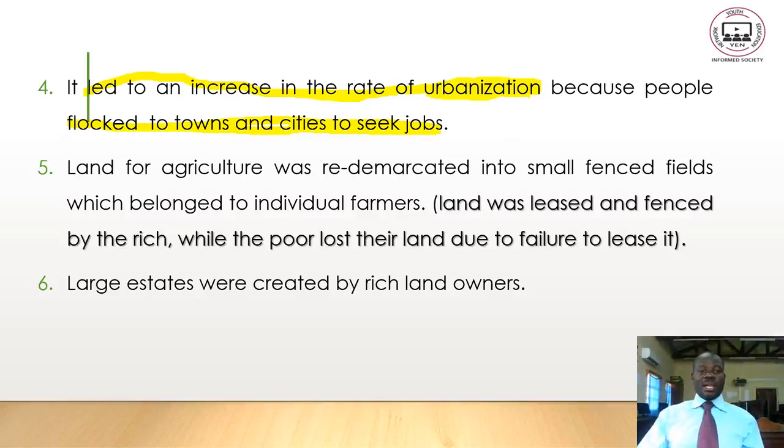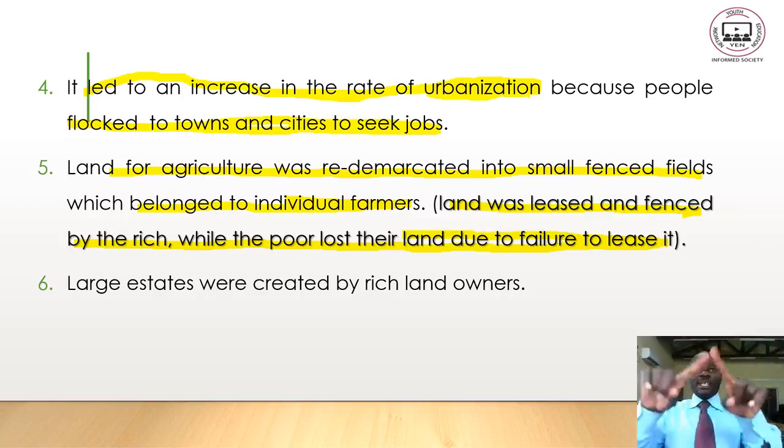And also land for agriculture was redemarcated into small fenced fields which belonged to individual farmers. So land was leased and fenced by the rich, while the poor lost their land due to failure to lease it. So there was a system of leasing the land, and people started to demarcate their land, and it was known maybe by the government that this land belongs to this individual.